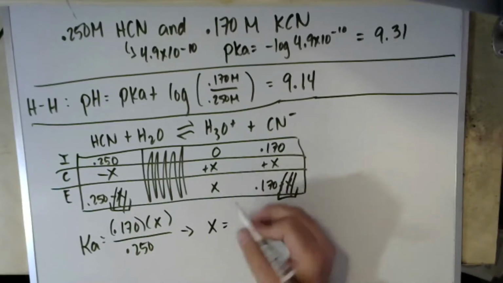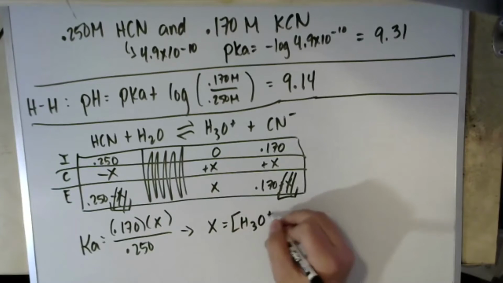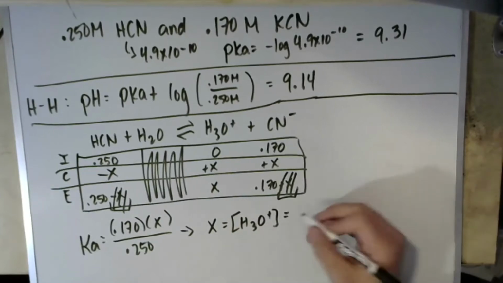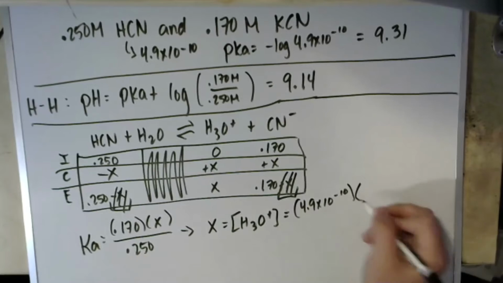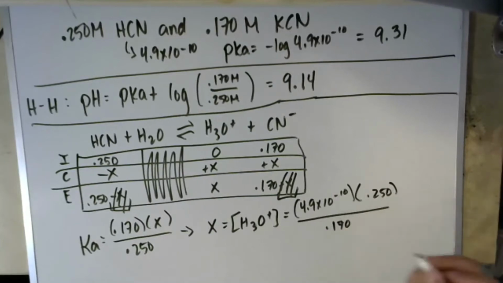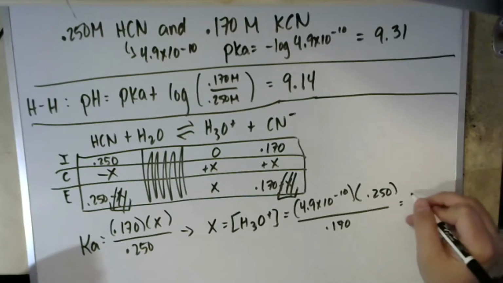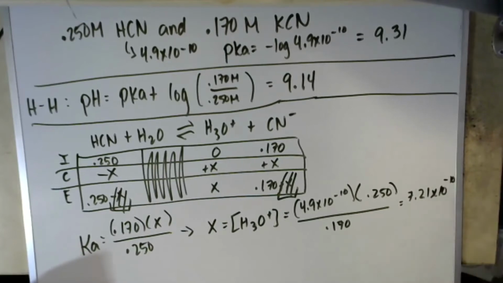So X, which is going to be equal to our H3O plus, since we wrote it up there as H3O plus, is going to equal our Ka value, which is 4.9 times 10 to the negative 10, times 0.250, divided by 0.170.